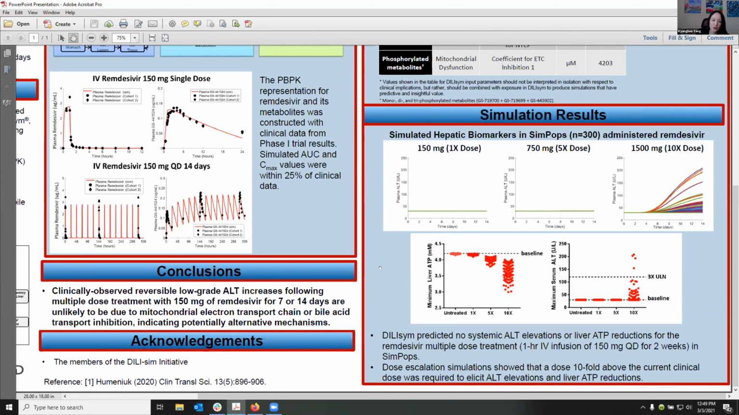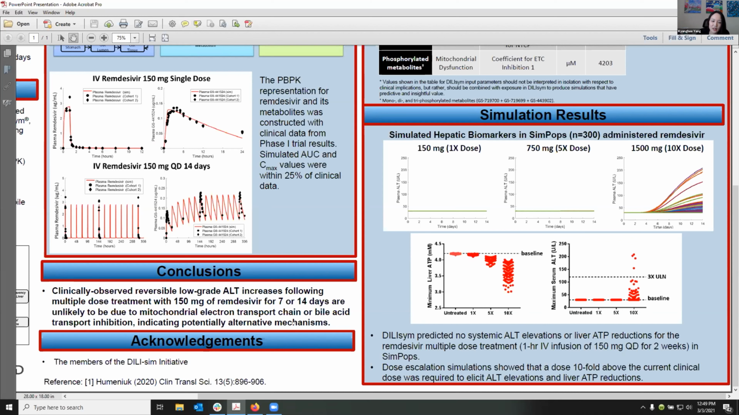So the overall conclusion of this project was that although there were some in vitro signals observed for the remdesivir metabolites for the mechanisms of mitochondrial ETC inhibition and bile acid transport inhibition, when we put those together with in vivo exposure in the QST model platform, the simulation suggested that these are not likely to be the mechanisms responsible for the observed clinical trial signals, indicating potentially alternative mechanisms.